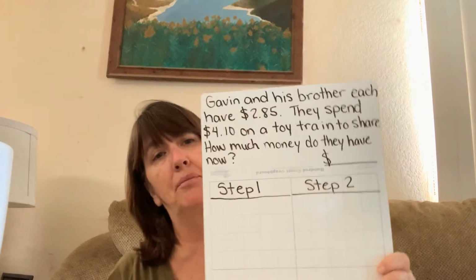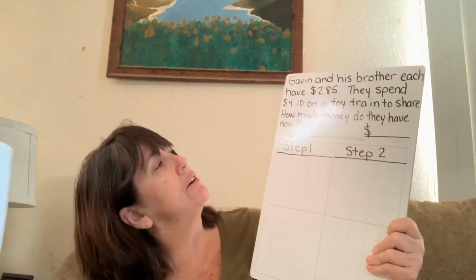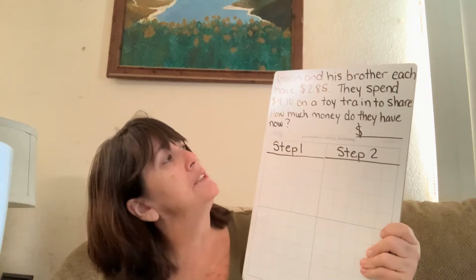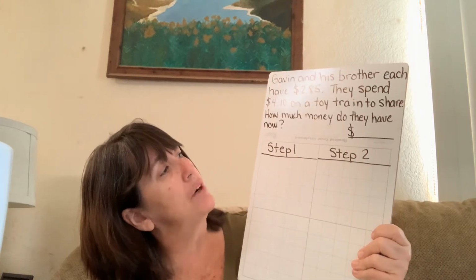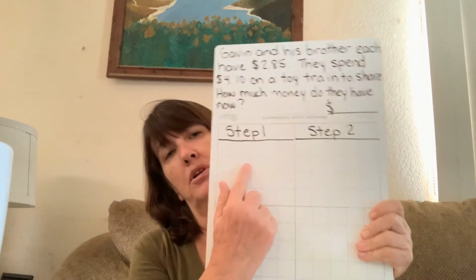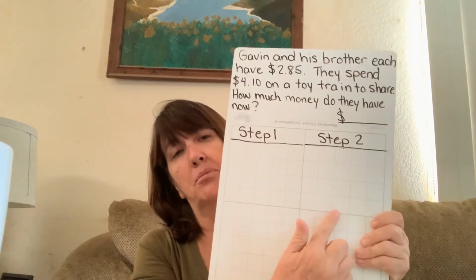This is an example. It says, Gavin and his brother each have $2.85. They spend $4.10 on a toy train to share. How much money do they have now? Well, if you notice, I wrote a step 1 and a step 2 because we will be doing 2 steps to solve this problem. And all the rest of the problems on page 423, 424. 2 steps, always, okay?